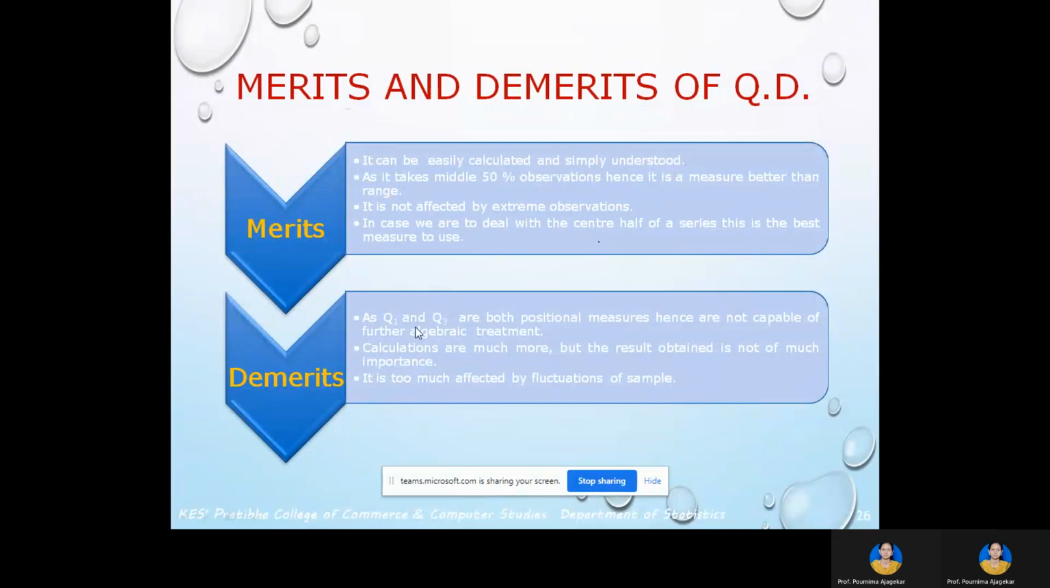And demerits are as Q1 and Q3 are both positional measures, hence are not capable of further algebraic treatment. Calculations are much more, but the result obtained is not of much importance. It is too much affected by fluctuations in sample.